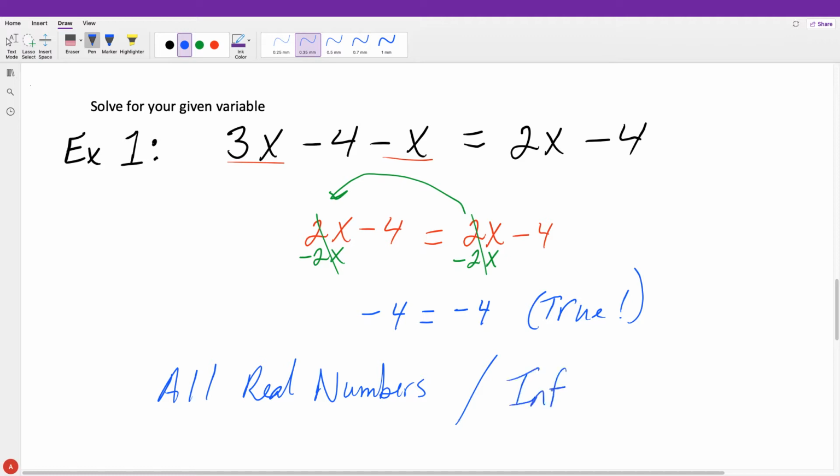or infinitely many solutions. I would accept either one as an answer.